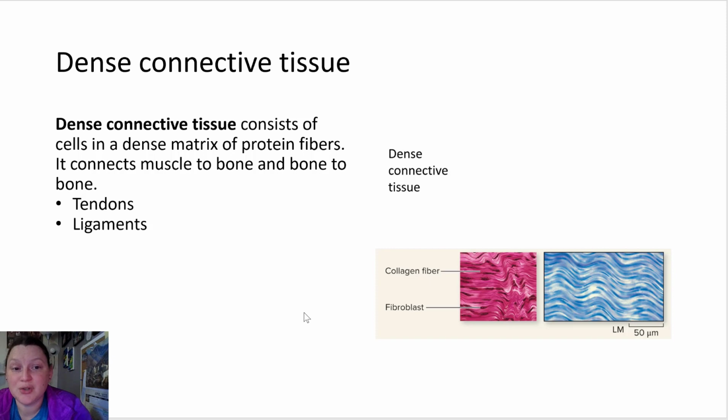Dense connective tissue also has a protein-based fibrous extracellular matrix. However, now we see that those fibers are densely packed in lines. So in this example here, on the screen you see that the collagen fibers are tightly packed all together, with those darker dots, the fibroblast cells, tucked in between. 3 examples of dense connective tissue include tendons, ligaments, and the intervertebral discs in your back.